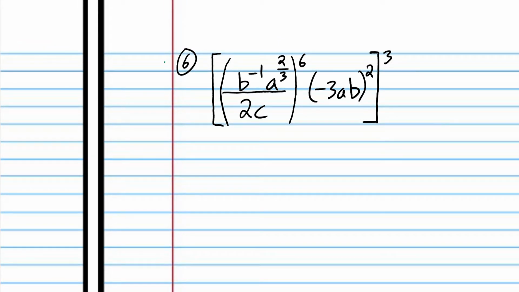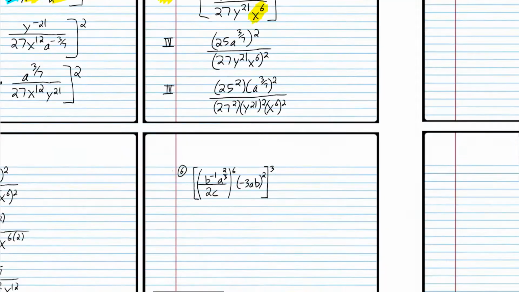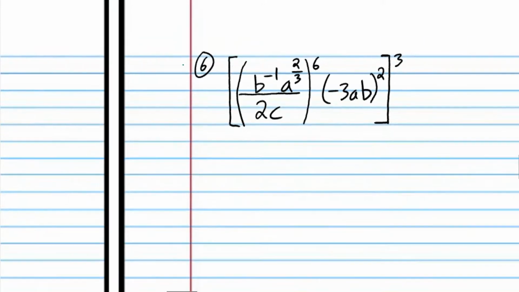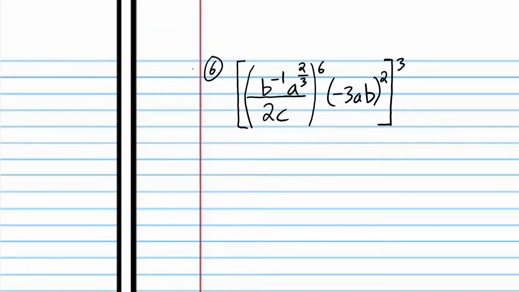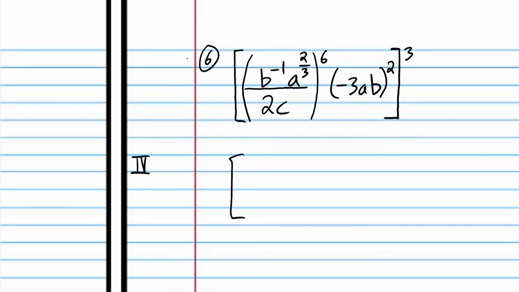So what should we do first here? Notice that we can't really combine anything in here. In the previous problem, we couldn't really combine anything that way either. I think we're going to use rule number 4 first, because we have a fraction raised to a power. So we're going to have b to the -1, a to the 2/3 raised to the 6th over 2 to the 2c raised to the 6th.